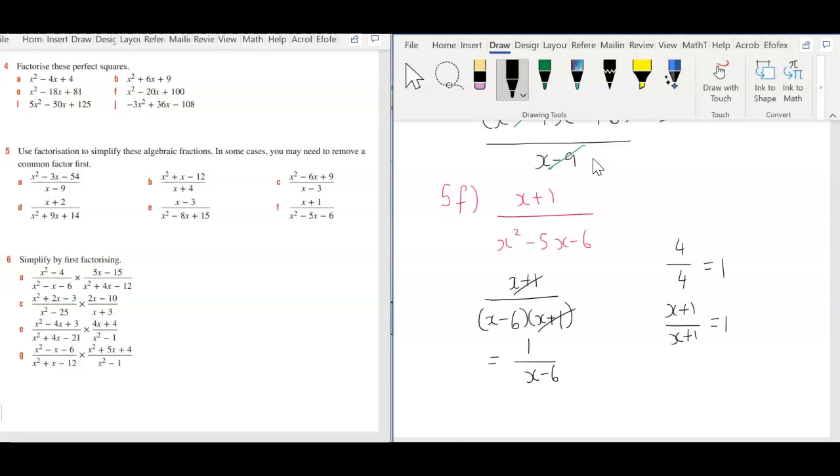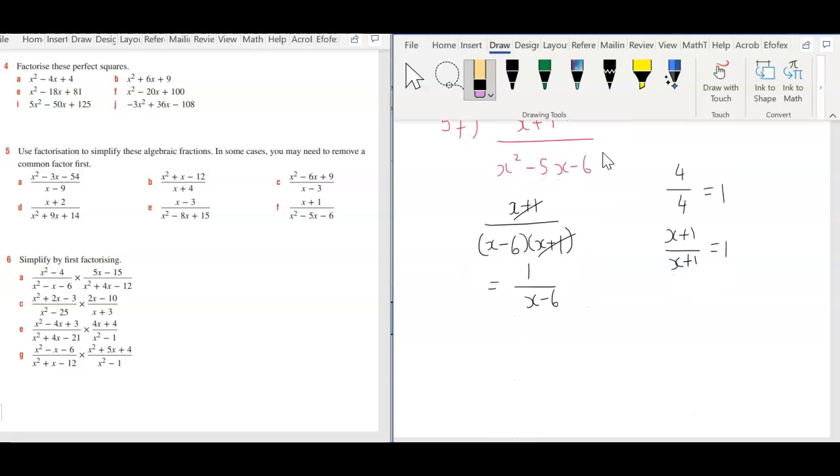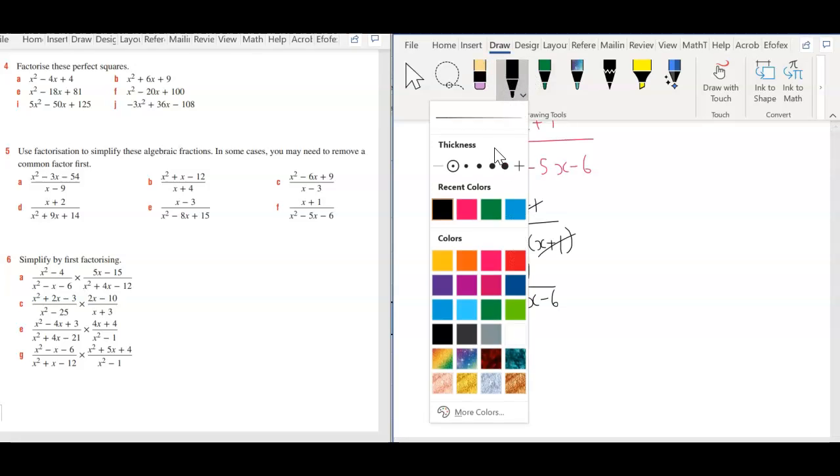Now, if you're wondering, oh, but in the previous question you didn't have a 1. Well, you can put it there if you want, over 1, but we don't tend to write numbers like that, do we? I'm just going to rub that out so it doesn't confuse anyone looking at our notes. All right, let's move on to question 6.